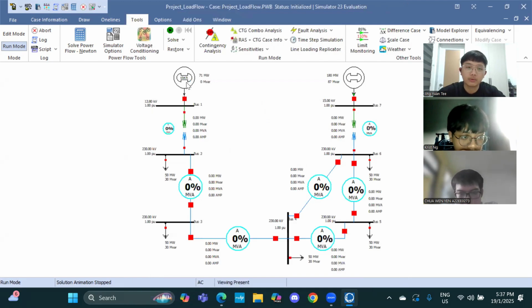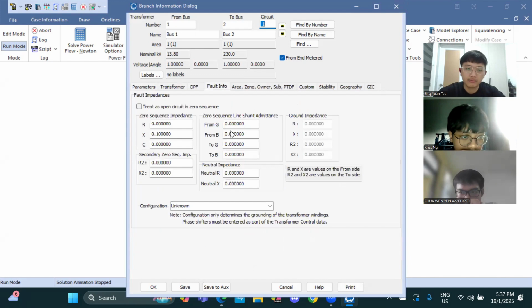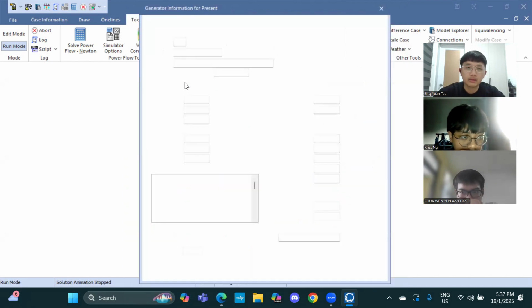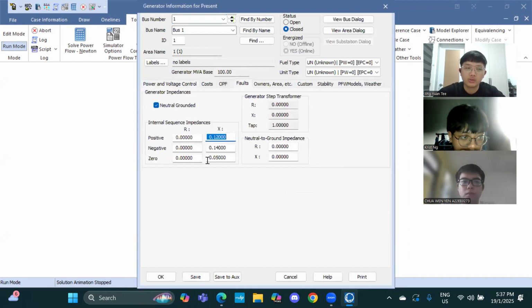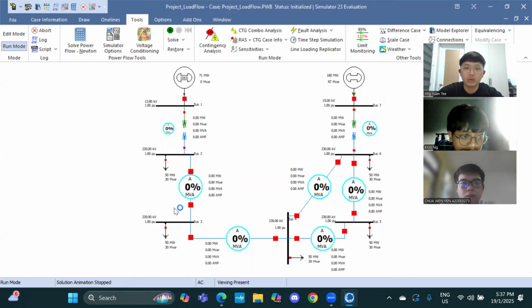And also for the transformer, we need to check the fault. So this is 0.1. For the generator, this is 0.12, 0.14, and 0.05, because the base is the same, it doesn't change. So when we make sure that all parameters are correct, then we can run the circuit.